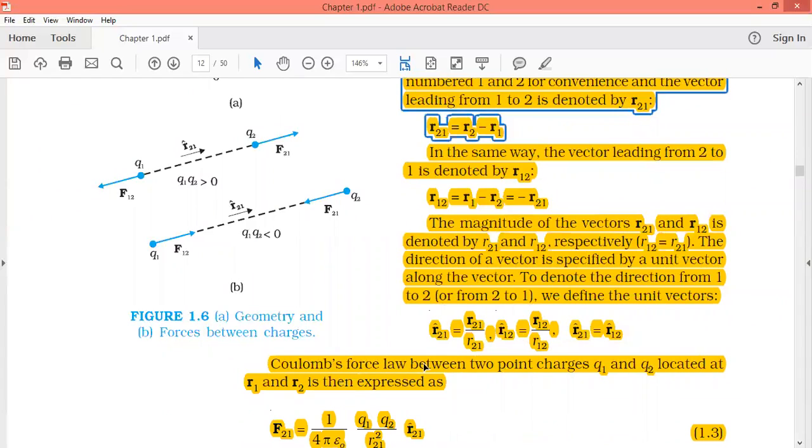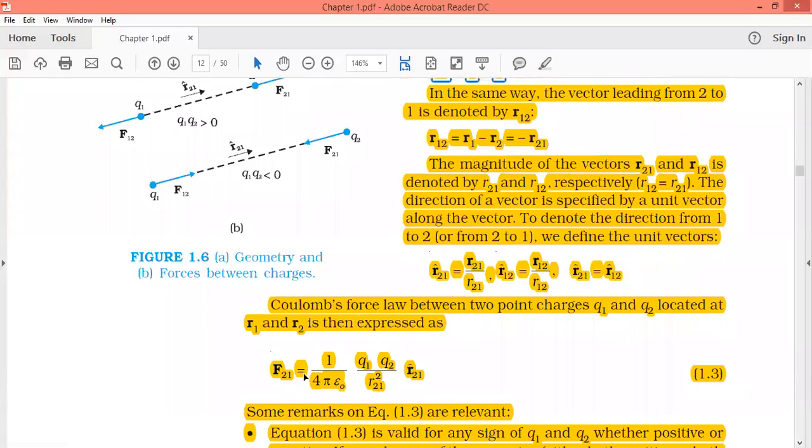So the Coulomb force law between two point charges Q1 and Q2 at R1 and R2 is denoted by this. Here we have a unit vector also. Before, you didn't have a unit vector. Now it has direction also. In which direction is it acting? In the direction of the line joining these two charges.